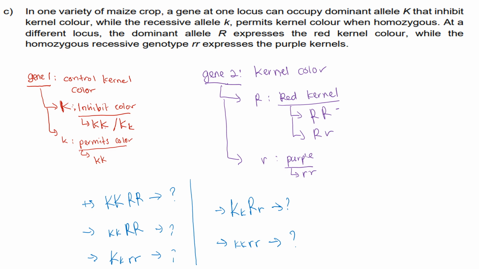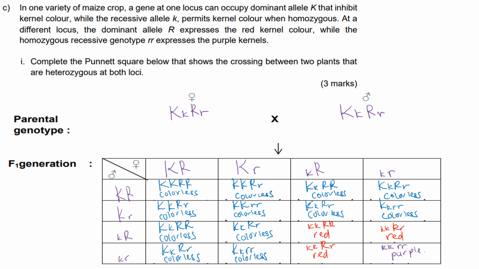There are two genes, and one gene will control the expression of another gene. So for question 1, complete the Punnett square below that shows the crossing between two plants that are heterozygous for both loci. So this is worth 3 marks.